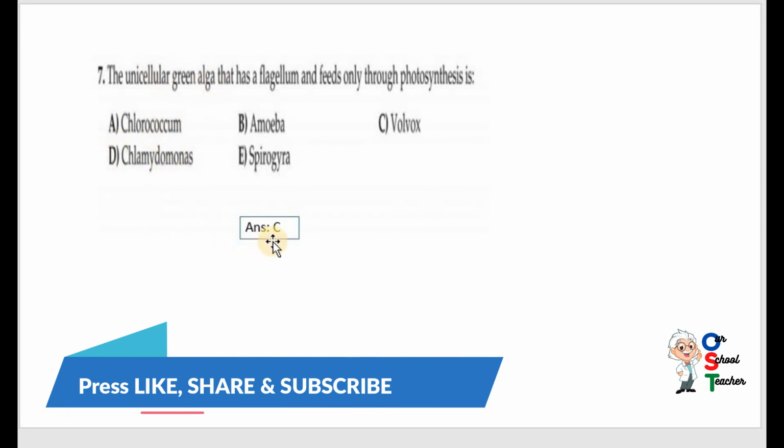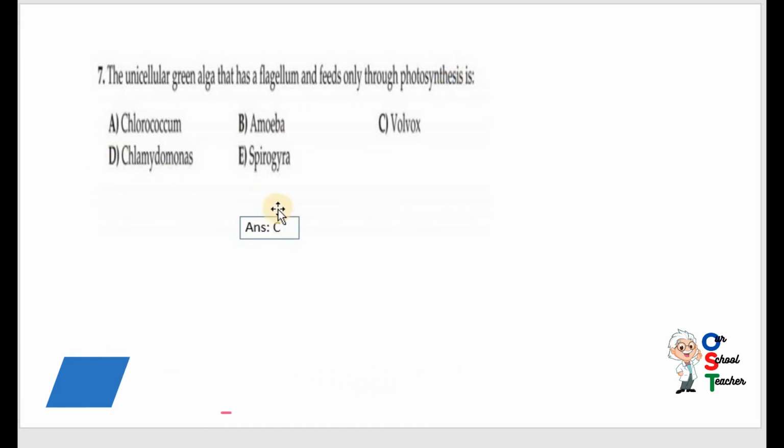So D is correct. Unicellular green alga has flagellum and feeds only through photosynthesis. D is correct. Mistakenly I have written C, but D is correct. Just make it correct.